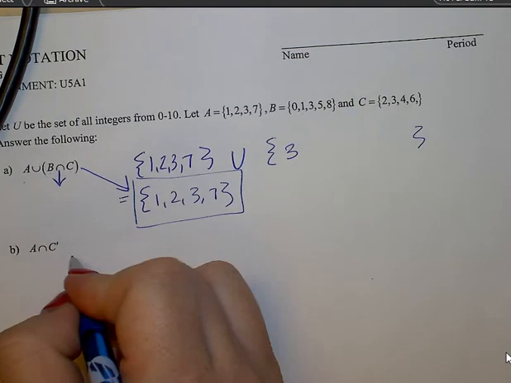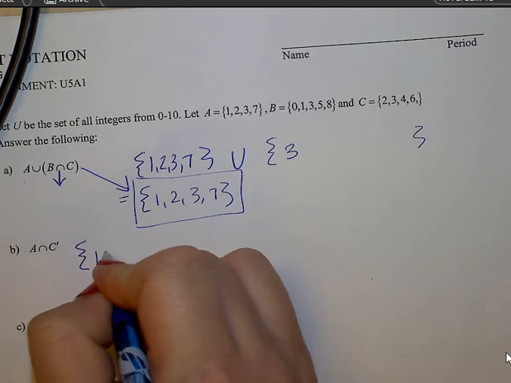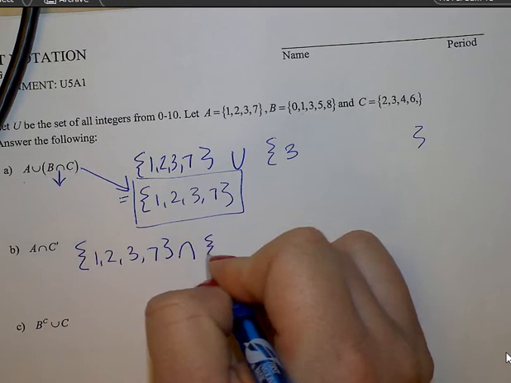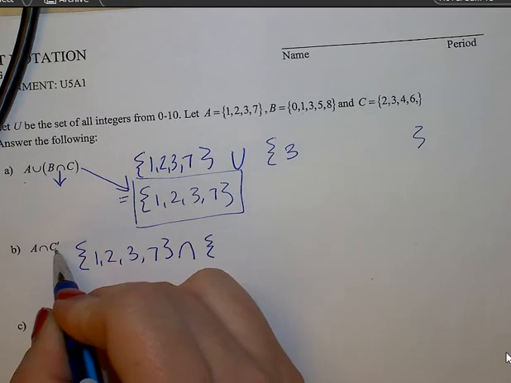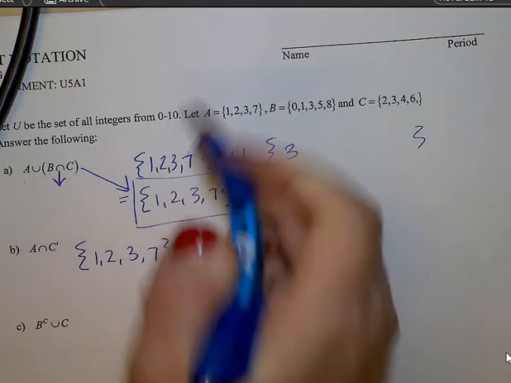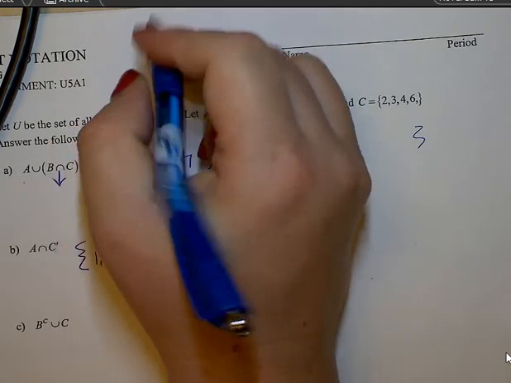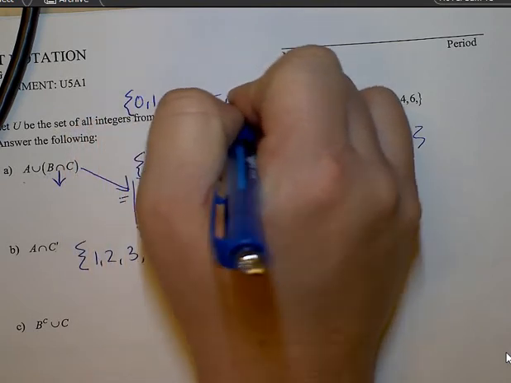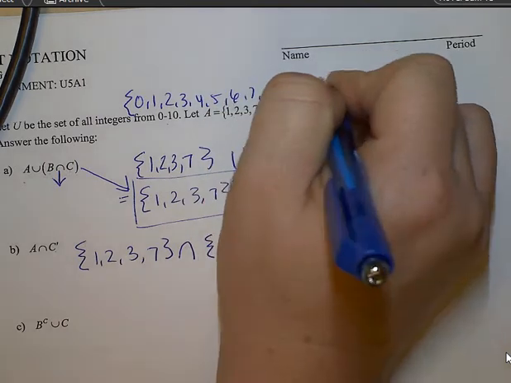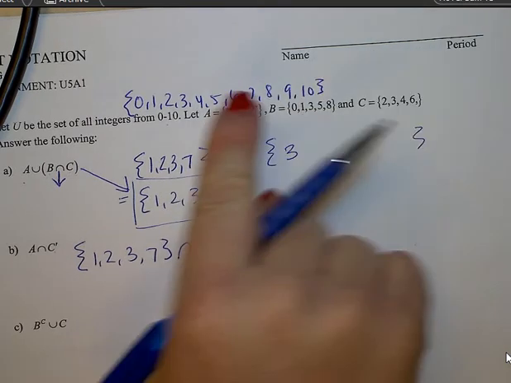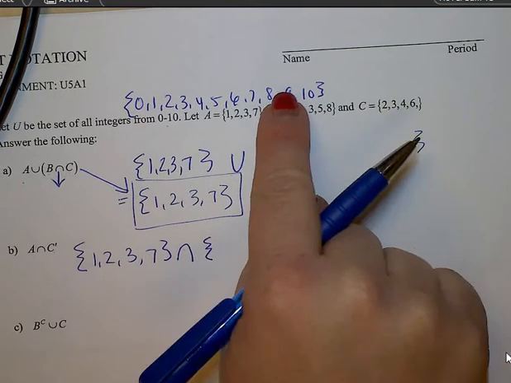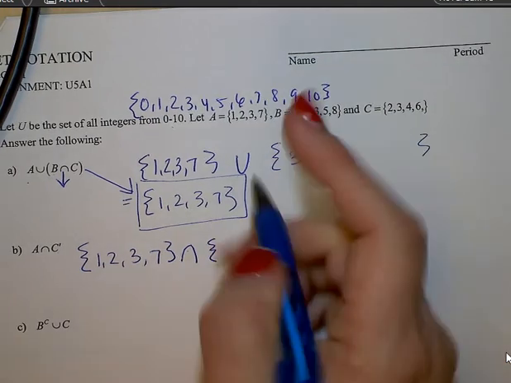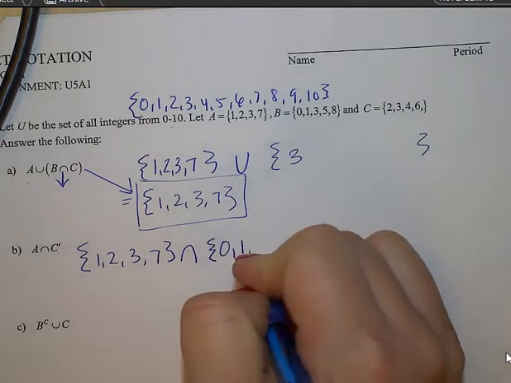Second one, I'm going to state what A is. A is 1, 2, 3, and 7. Then I have the intersect symbol. And now I want to do C complement. So I'm going to look up at the universal set, which is 0, 1, 2, 3, 4, 5, 6, 7, 8, 9, and 10, because it stated it was the integers from 0 to 10. So within this set, I'm going to write this set down, but I'm going to exclude anything from C. So take out 2, 3, 4, and 6 out of this set.